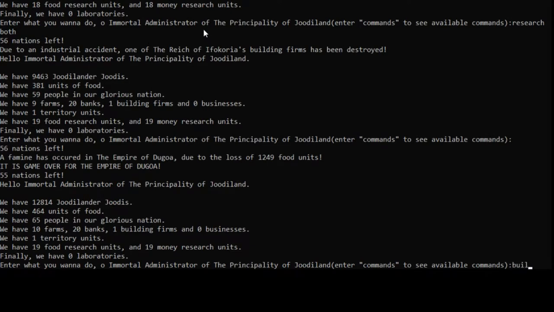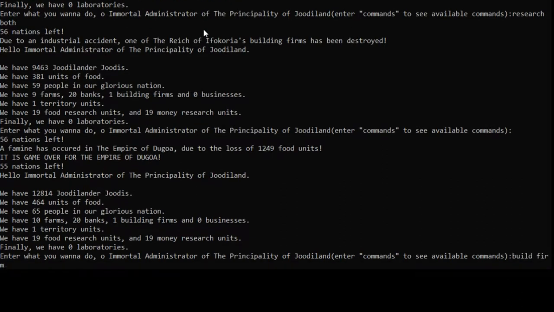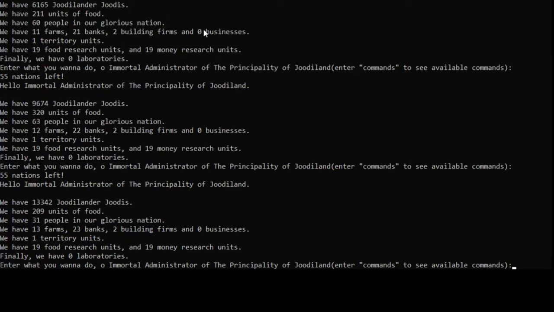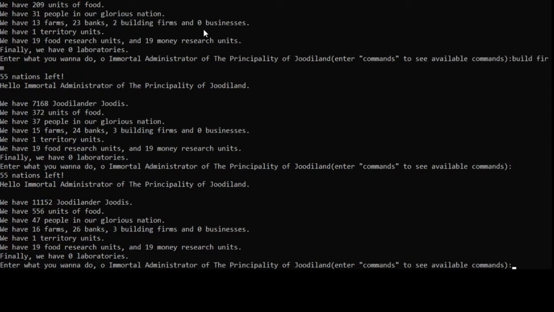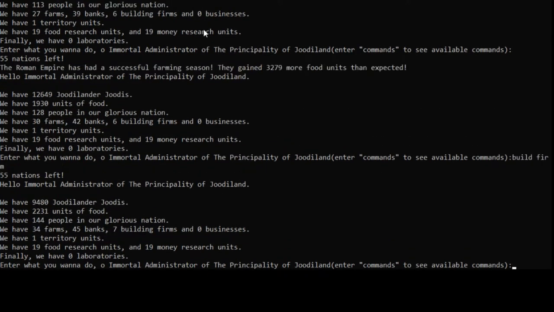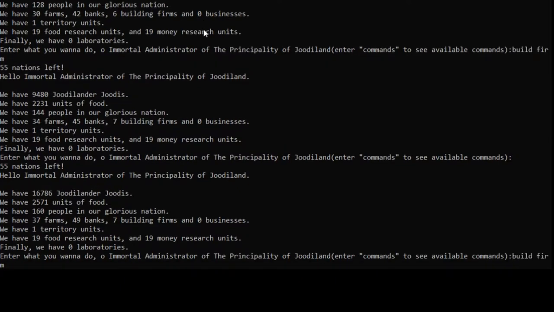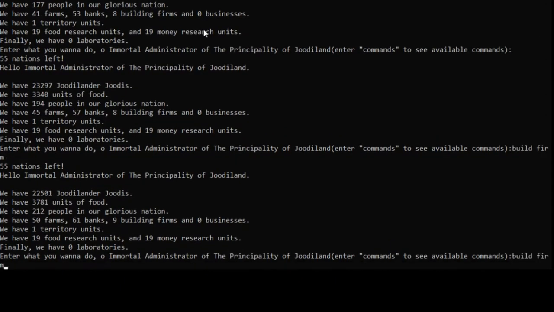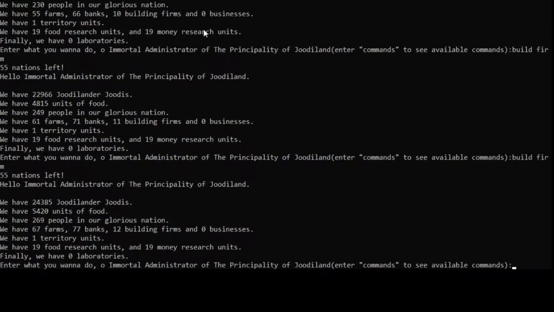And I can move another firm. It is game over the Empire of Dugua because they had a famine. Great to know. That's one less enemy. Let's build another firm. And another firm. And another firm. Another firm. Another firm. Oh, the Roman Empire is at a successful farming season. That's not good. They're feeding their legions. We cannot let them destroy Joodiland. We need to strike them when we can. Alright, let's just keep building these firms.